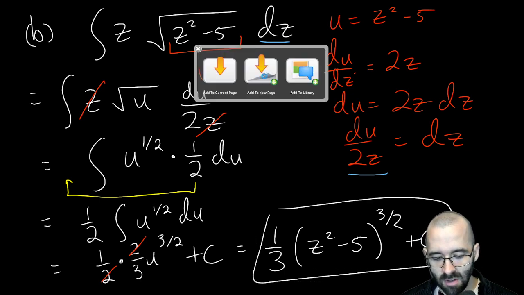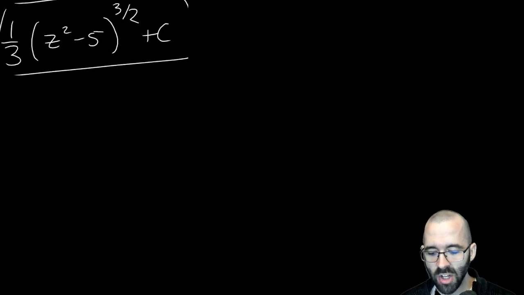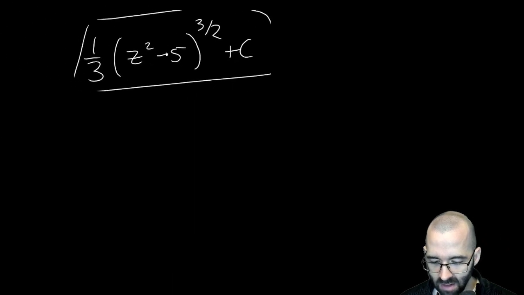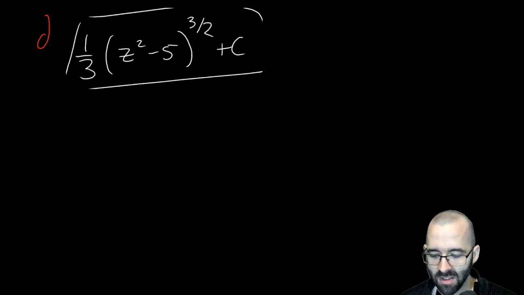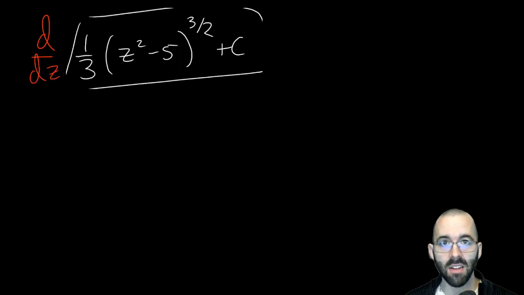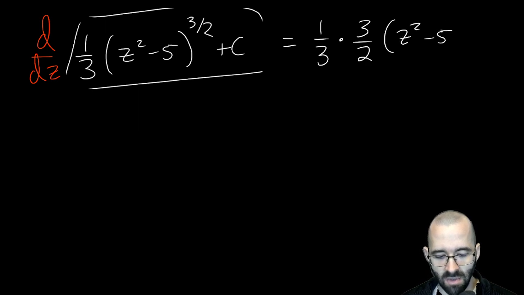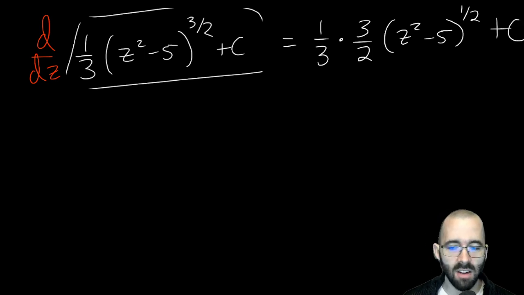And if we're good math students, we check our answer. Oh, wait, there was a missed opportunity right there. We check our answers by saying, what's the derivative of this with respect to z? We should get back the original integrand. So if we take this derivative, we get the power rule. The 3/2 comes down in front. The inside stays the same. We subtract 1 from the top, and the derivative of any constant is 0.